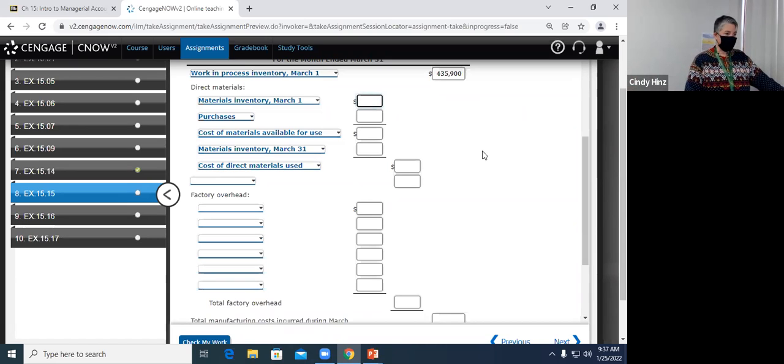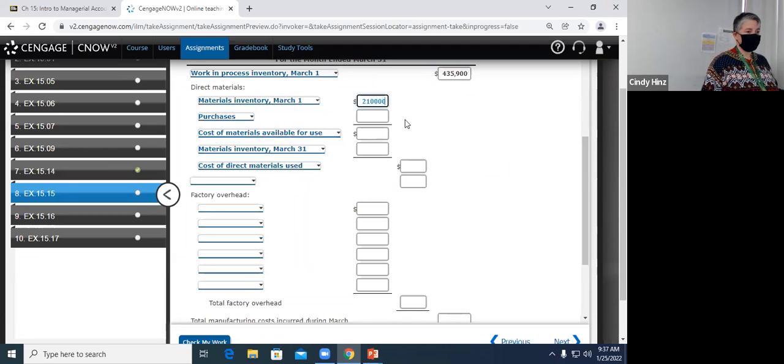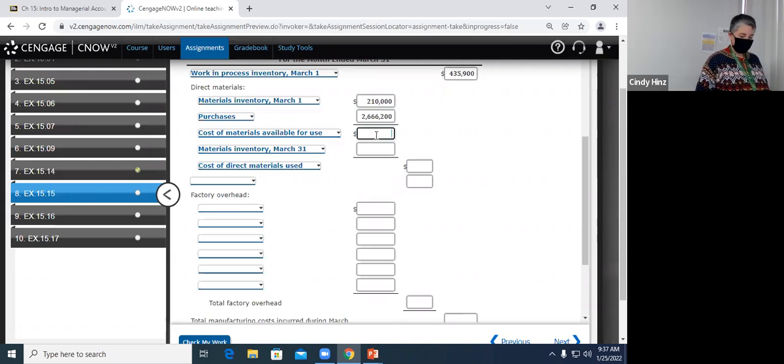So now we can go about filling in the blanks here, now that we know what the basic format is going to be. And remember that this format is on that basic calculations page that I just showed you in Blackboard. I just reminded you where it was. And so the materials inventory at the beginning of the month was $210,000. We are told that the purchases during the month were $2,666,200. So we add that to the beginning balance. We get $2,876,200.